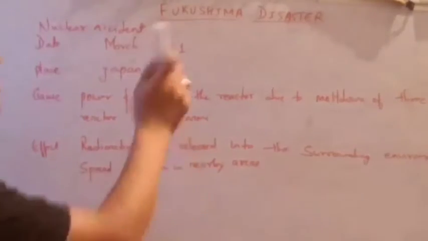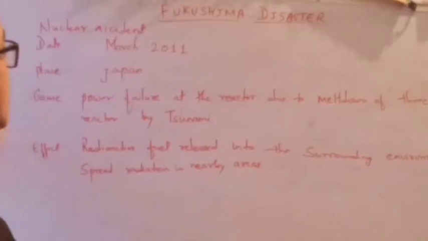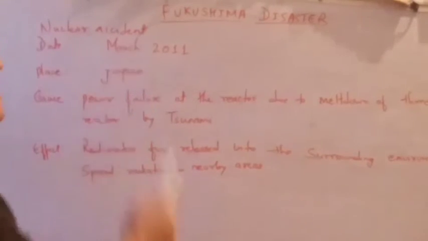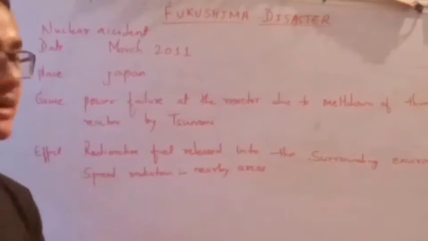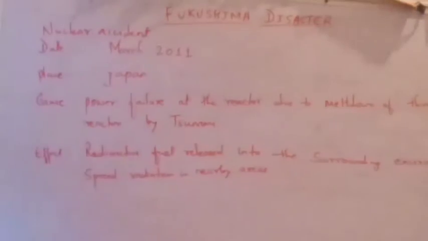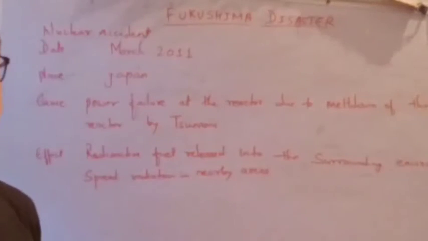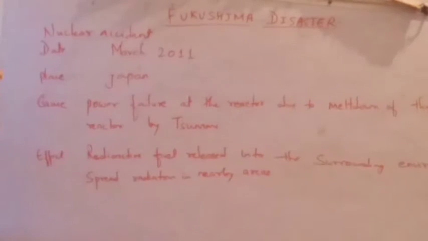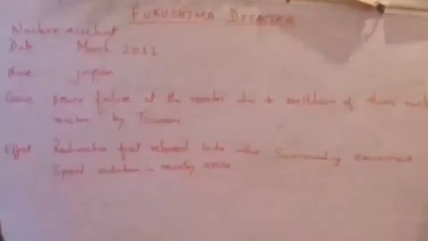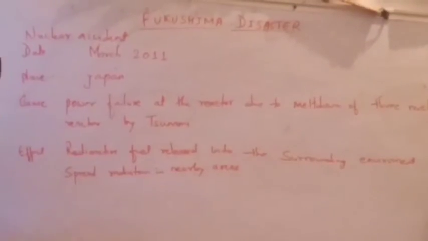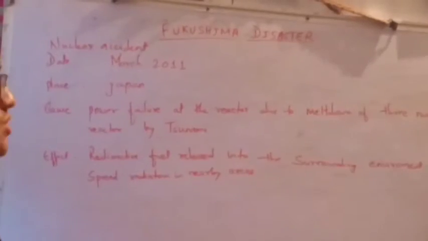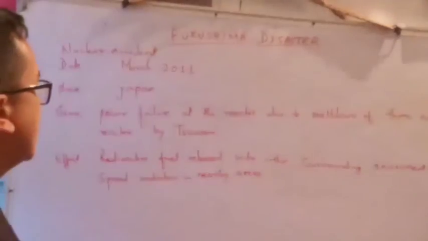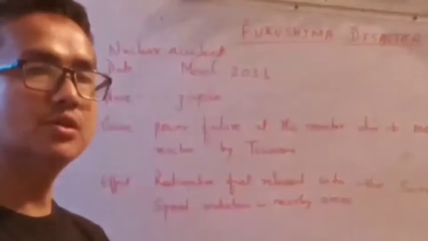Now let us discuss the Fukushima disaster. It was also a nuclear disaster, a nuclear accident. It occurred in March 2011, place Japan. The cause of the Fukushima disaster is power failure at the reactor due to the meltdown of 3 nuclear reactors by a natural disaster, a tsunami. The tsunami caused the meltdown of 3 nuclear reactors due to power failure at the reactor, and its effect is that radioactive fuel was released into the surrounding environment, and radiation spread to nearby areas.